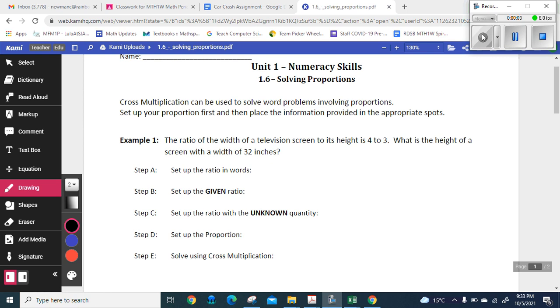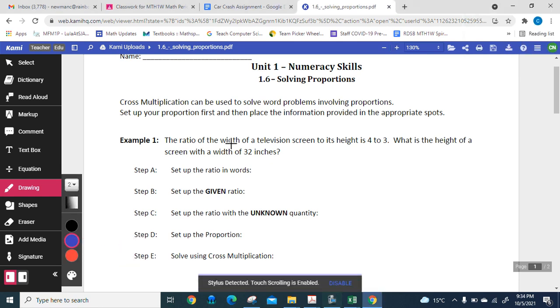Okay, guys, today we're going to continue to work on our numeracy skills, and we are going to work on solving proportions. So we've talked about solving proportions already. Now we're going to add some words around this. So let's see. The ratio of the width of a television screen to its height is 4:3. What is the height of a screen with a width of 32 inches?